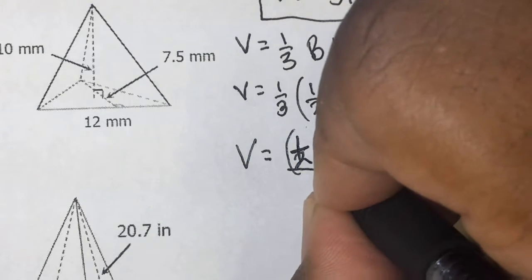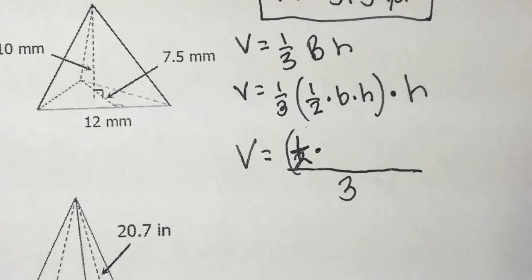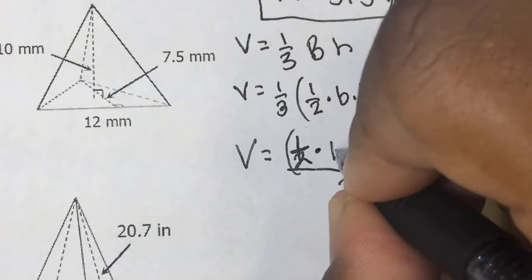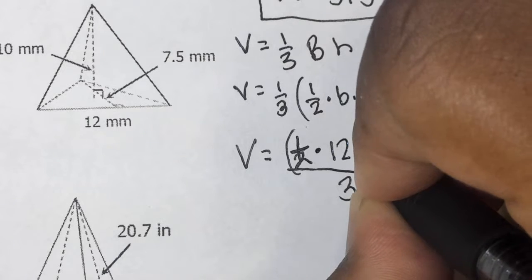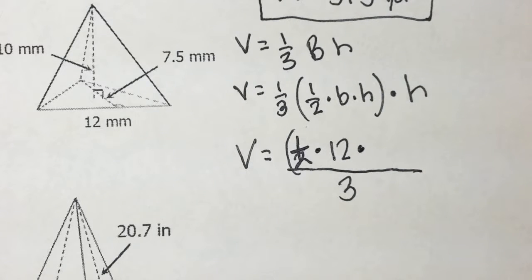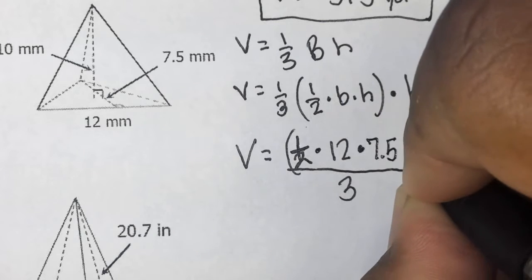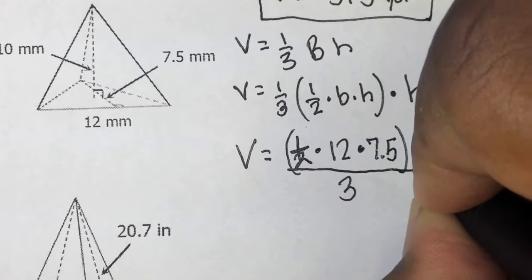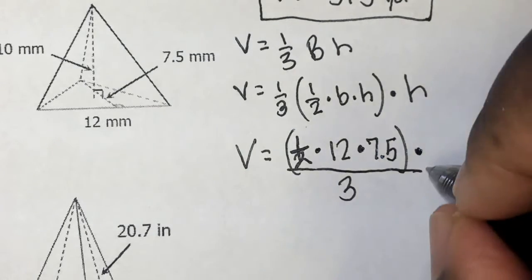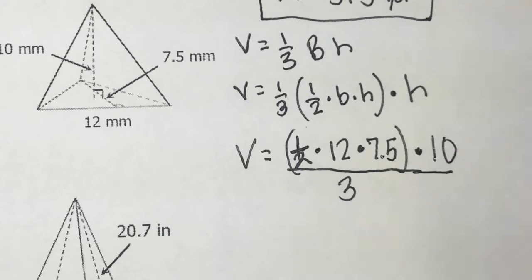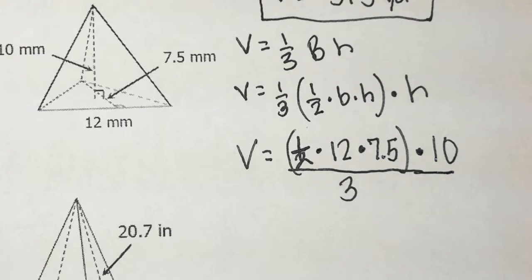1/2 times what? 1/2 times 12 times what? It's 7.5. Thank you, Sohei, for correcting him. Times what? 10. Everybody should know where I pulled numbers from and why I pulled them.